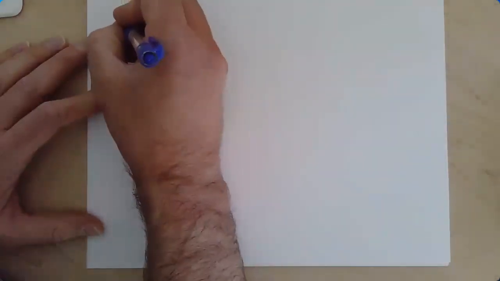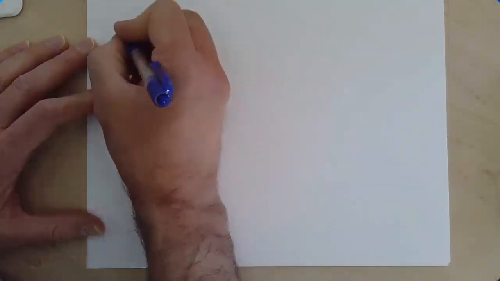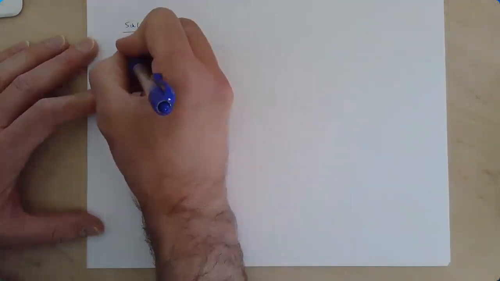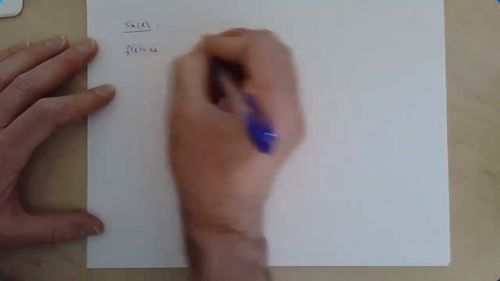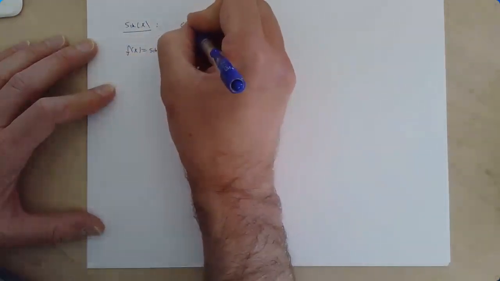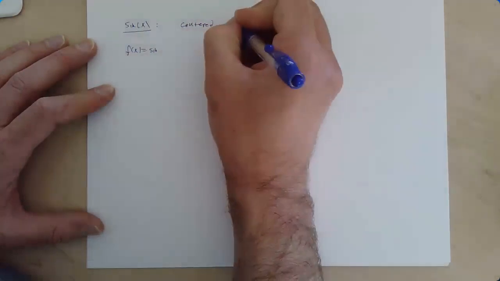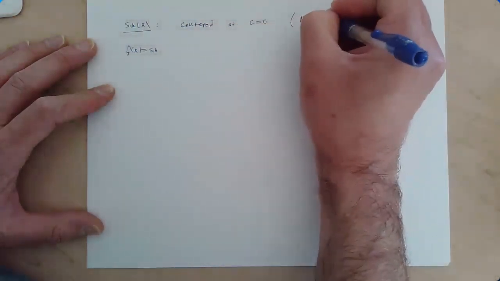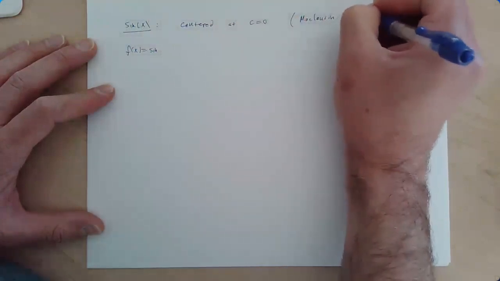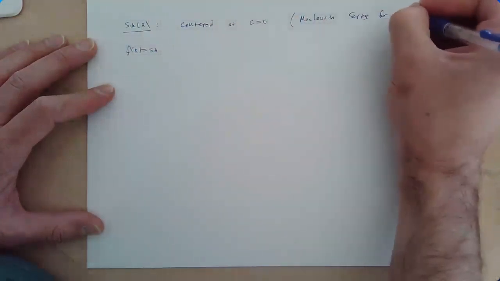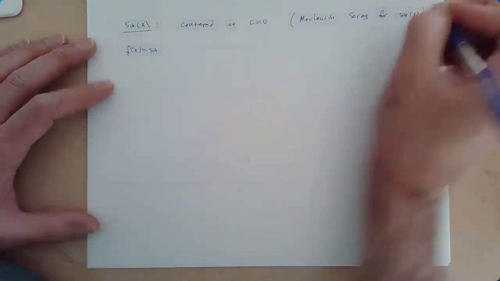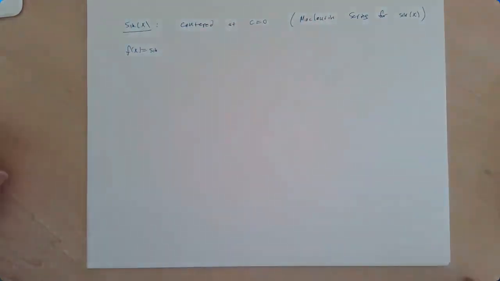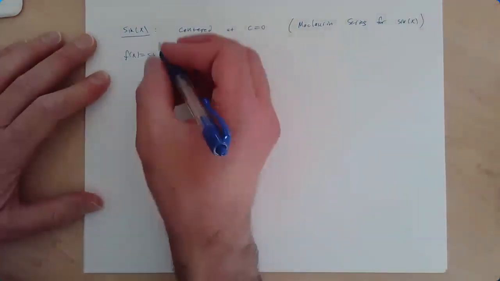So sine of x, let's do that one. All right, so f of x is sine of x centered at 0. Or in other words, the Maclaurin series for sine of x. Someone could just as annoyingly say the Taylor series centered at 0. That would be equivalent, but Maclaurin series is easier to say.